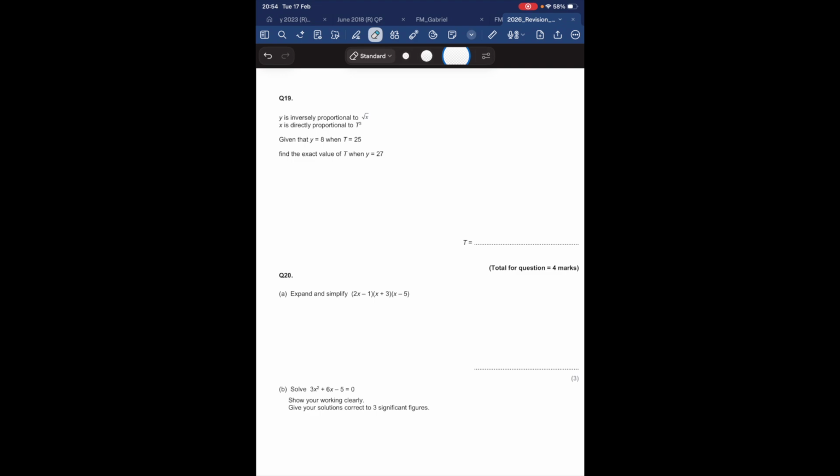In this question, we have two written statements. Y is inversely proportional to the square root of x, and x is directly proportional to the cube of t. Before we do anything, we need to convert these written statements into equations. So if we look at the first case, y is inversely proportional to the square root of x, we can write that as y equals, now remember inverse proportion is a divide, so we're going to have k1 over the square root of x. I'm using k1 here to indicate the constant of proportionality, and it'll become clear in a second why we're using this little subscript k1.